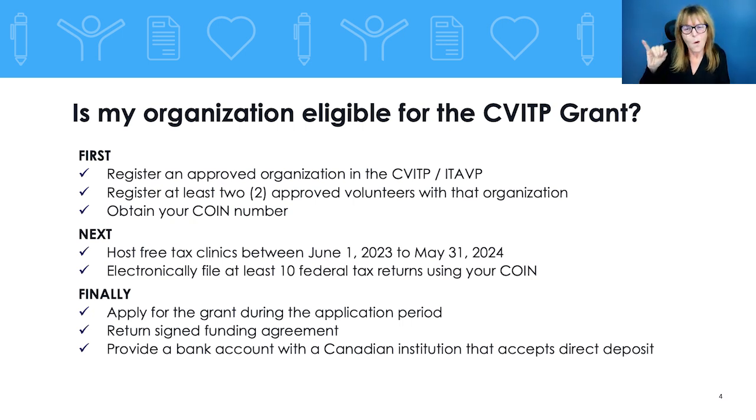Once these foundational pieces are in place, you'll have to make sure you've provided free tax filing services during the activity period of June 1st, 2023 to May 31st, 2024, and you must file at least 10 returns. Grant funding is provided retroactively, which means before you apply, your organization must host free tax clinics. Finally, applications will be open May 1st, 2024, and you will need to make sure that you apply before June 30th, 2024. Once your application is reviewed, you will get a determination letter telling you whether you have been approved.